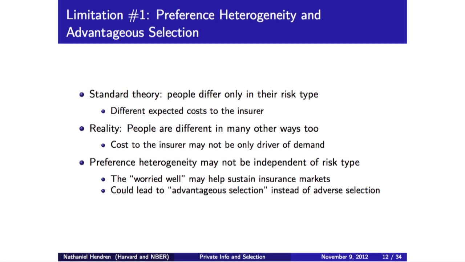So the standard theory, going back to Rothschild and Stiglitz, is that people differ primarily in their risk type. So people have different expected costs to the insurers, and they know their expected costs. But in reality, as was mentioned, people are different in many other ways too. So you might imagine that you've got these worried well people, and if there are these worried well people, they might make the market look a little bit differently than if people were only differing in their risk type.